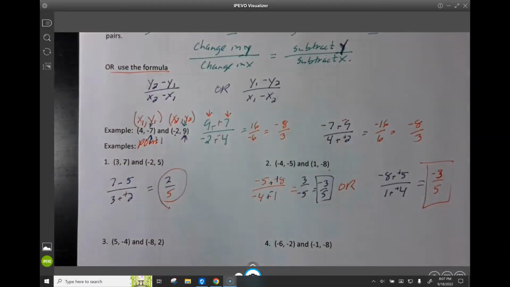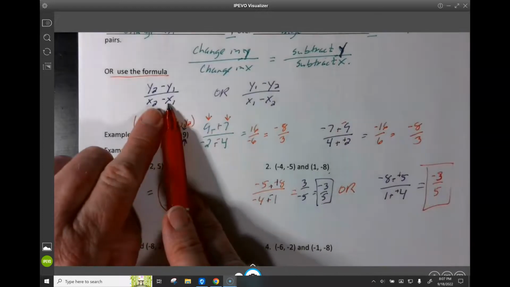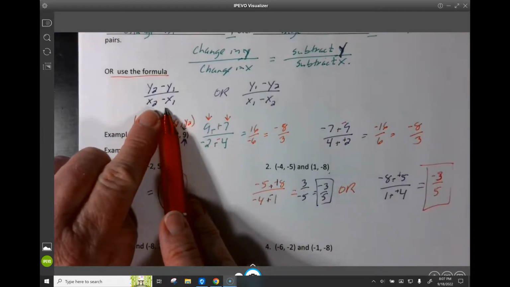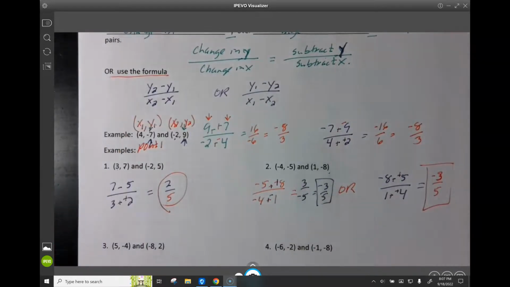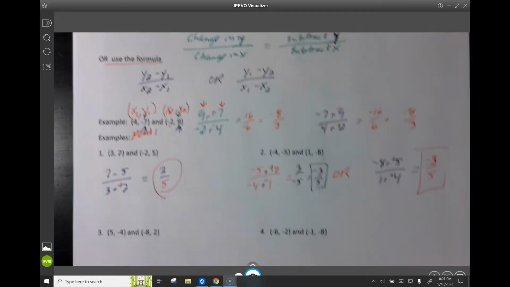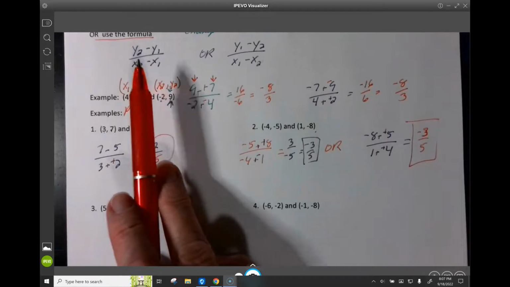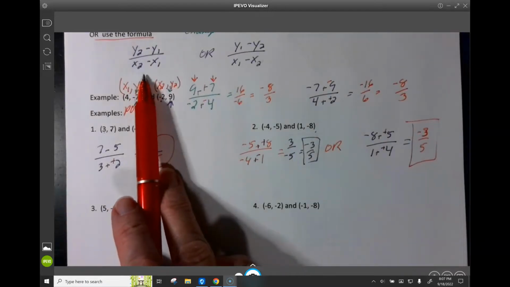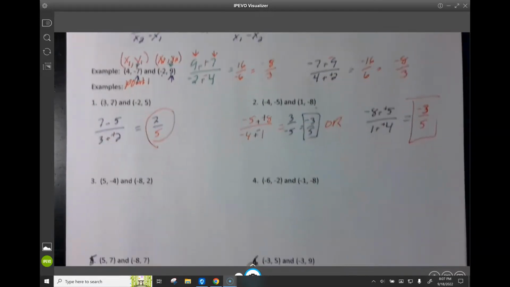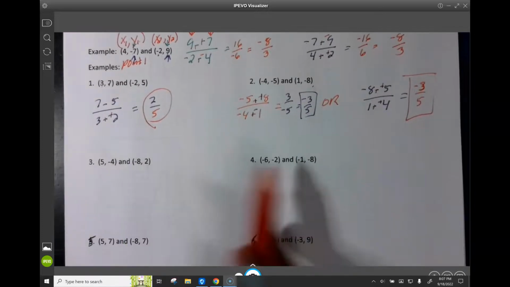Now, if you're a person like I used to be, I'm really good at memorizing, so I would memorize the formula, and that helps me. Do whatever works for you, okay? This is the formula. This will be referred to at some time, and you do need to be aware of it, so I'll let you decide. Okay, let's try 3 and 4, go.